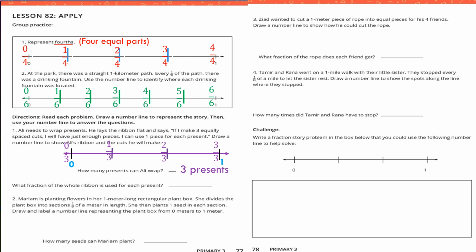Number 2, what fraction of the whole ribbon is used for each present? What is the fraction for each part? He said one piece for each present, one piece from the total. The total, how many parts? 3. I want one part. So the fraction is 1 out of 3, the total. Okay, so the fraction of the whole ribbon used for each present is 1/3.